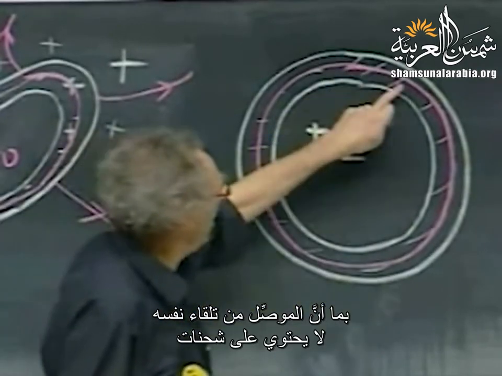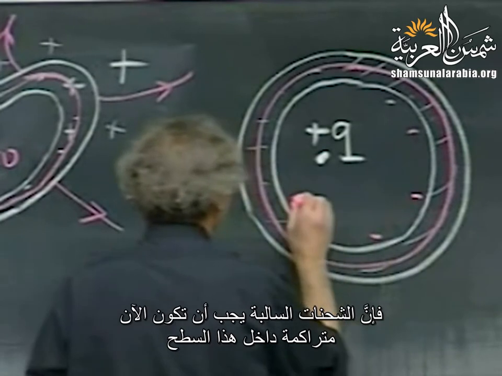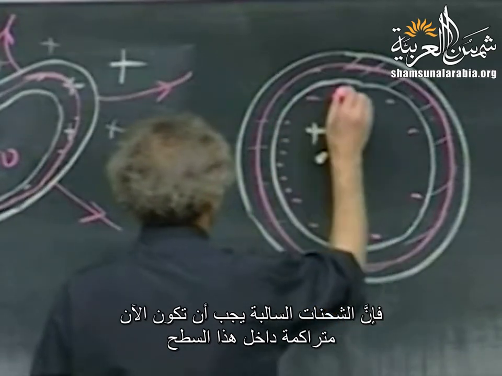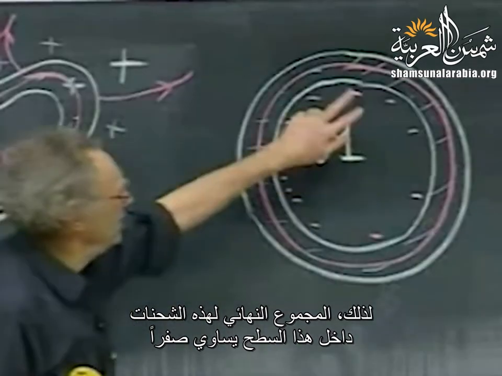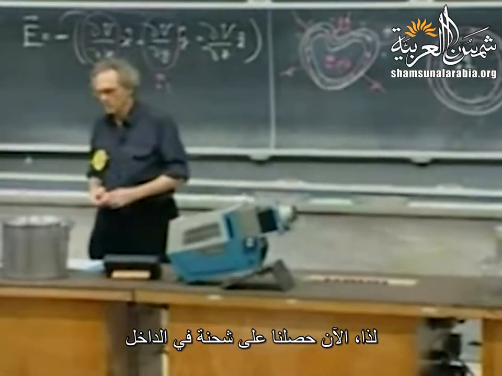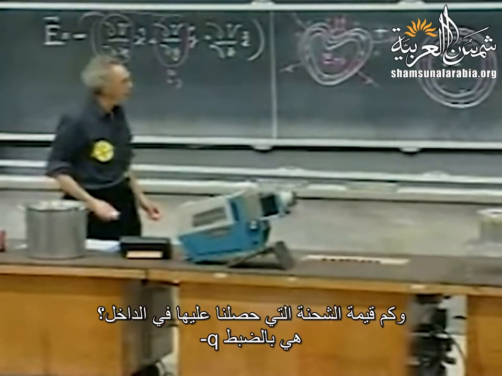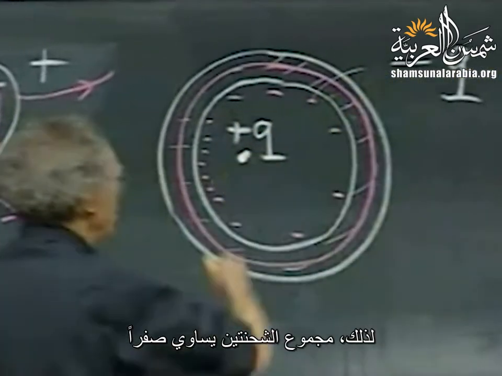Since there can be no charge in the conductor itself, negative charge must now accumulate on the inside of that surface, so that the net charge inside this surface is zero. So now we do get charge on the inside. And how much charge do you get on the inside? Exactly minus Q, so that the sum of the two is zero.